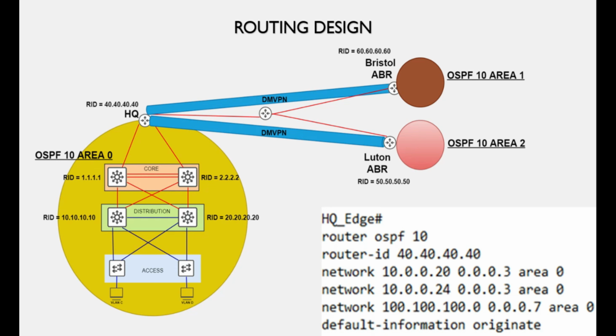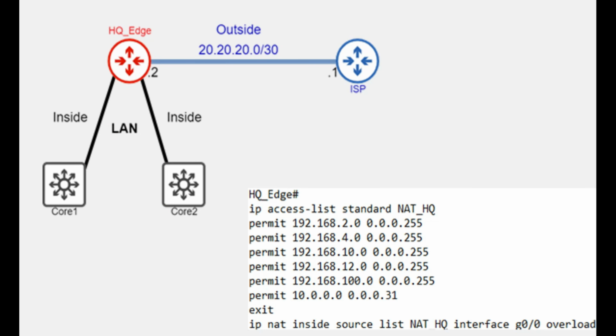Okay, as I mentioned before, we have the routing design, essentially that extends from the area 0, which is located at the HQ, and includes the tunnel interfaces, extends across the internet through the DMVPN tunnels, thanks to GRE, towards Bristol and Luton, the two branches, which have area 1 and area 2 respectively, belonging to their respective LANs. Okay, so that was the routing design. We also have the NAT, or the PAT, should I say, which I implemented on all three edge routers, being Bristol, Luton, as well as the HQ edge.